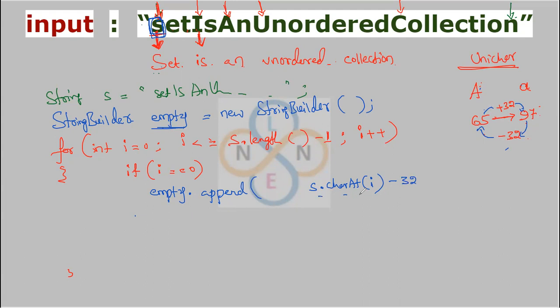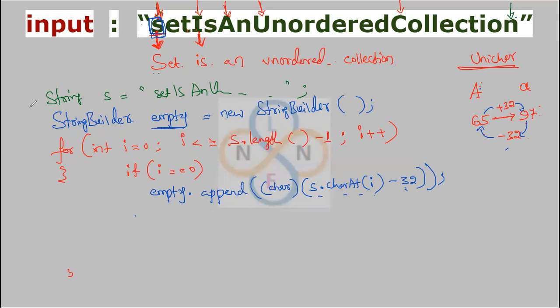Then one is a character and one is a number. Is it possible? So for this, we have to do typecasting. So how to do typecasting? The end result which we are expecting is in character format. Therefore, this is the typecasting. Okay. So if i equals 0, this is what we have to do here.